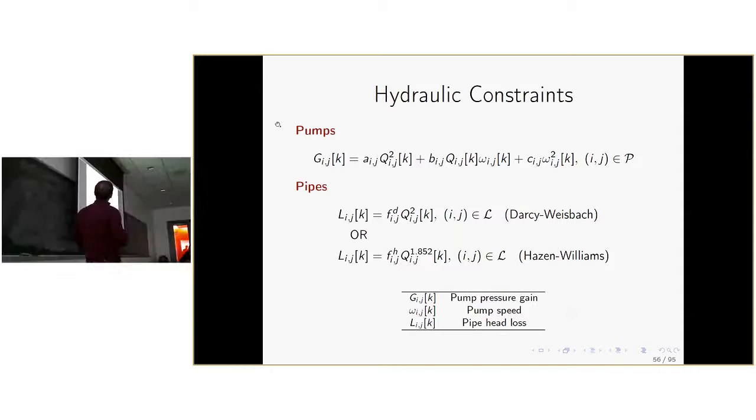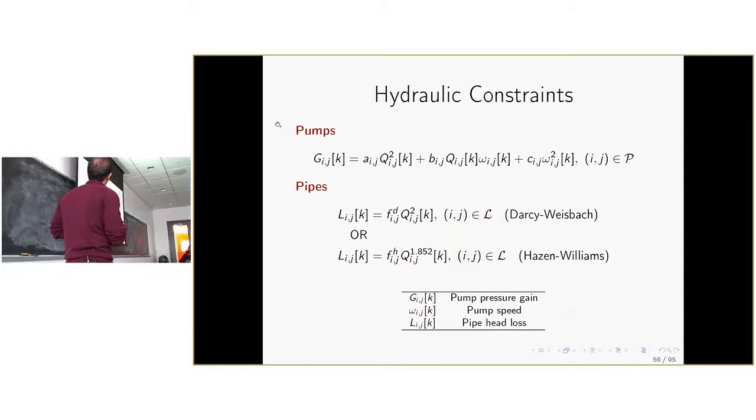Hydraulic constraints are a little bit different; they are nonlinear. We have pumps and pipes. For pumps, here we consider variable speed pumps. Each pump has three variables: the speed of the pump, the head gain, and the flow rate. So basically the head gain, the flow rate over the pump, and the speed of the pump.